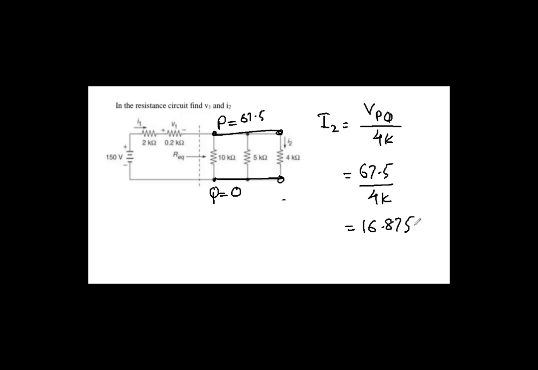Now the current I2, you can see that the potential difference is 67.5 because 4K is effectively connected between P and Q. So I2 can be calculated as V between P and Q divided by 4K, and that is 67.5 divided by 4K. So this will give you 16.875 milliampere. So this is the answer.